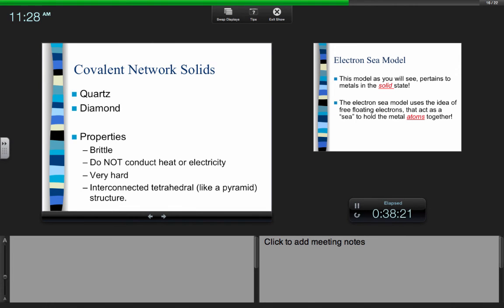Okay, diamonds do not conduct electricity or heat. That's very good. They're very hard. That's why they cannot scratch, and that's why they always stay shiny. And basically the reason that they are like that is because, like ionic substances, they form a pyramid-type interconnected web of atoms.